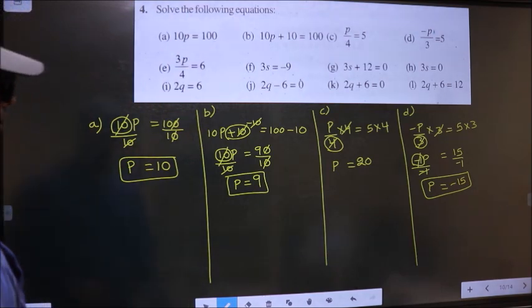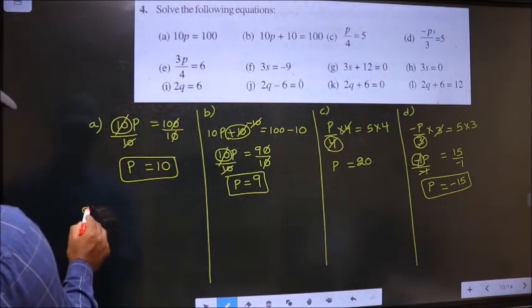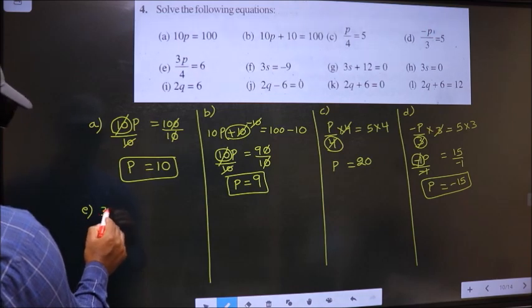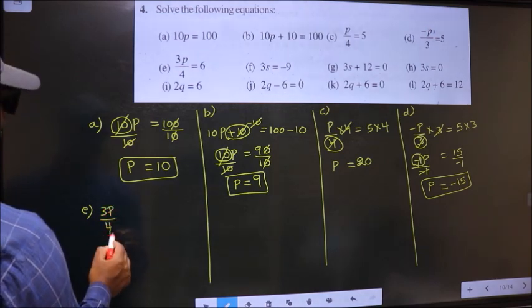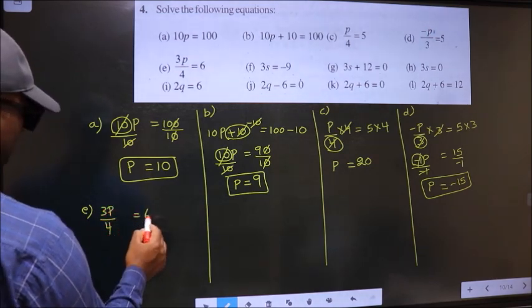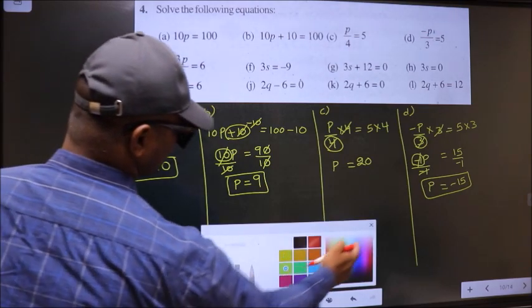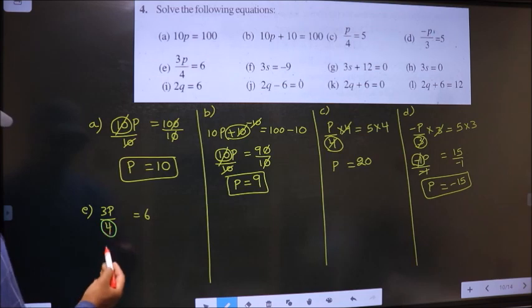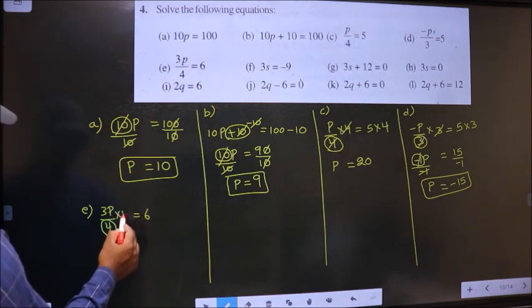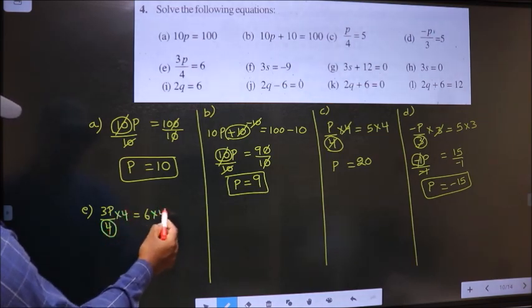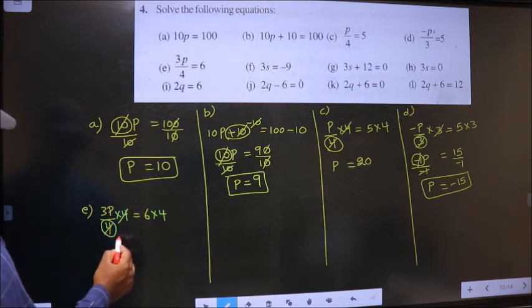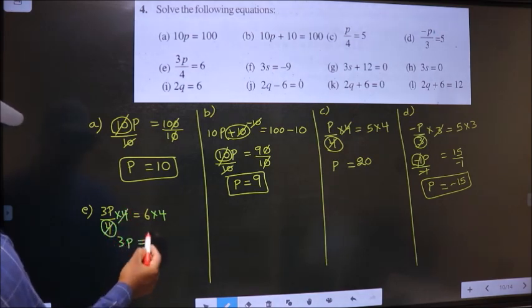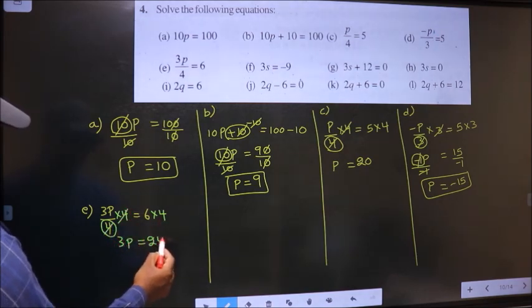Next, E. 3p by 4 equal to 6. Now first we should remove denominator 4. To remove 4, you should multiply by 4 on both sides. So this cancels out, you get 3p equal to 24.